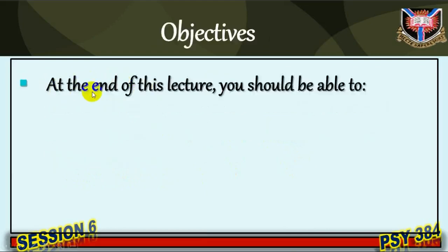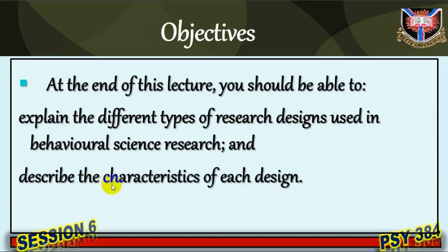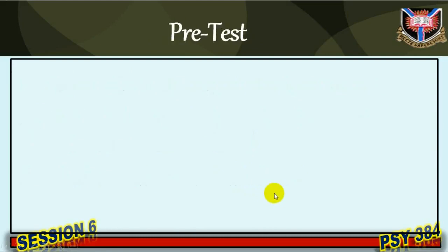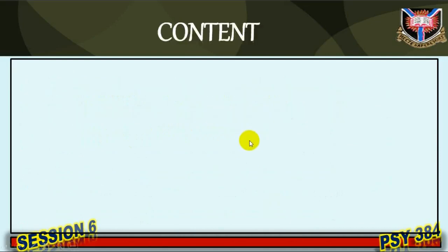Objectives. At the end of this lecture, you should be able to: 1. Explain the different types of research designs used in behavioral science research, and 2. Describe the characteristics of each design. Pre-test. Mention and describe the different types of research design used in behavioral science research. Content.